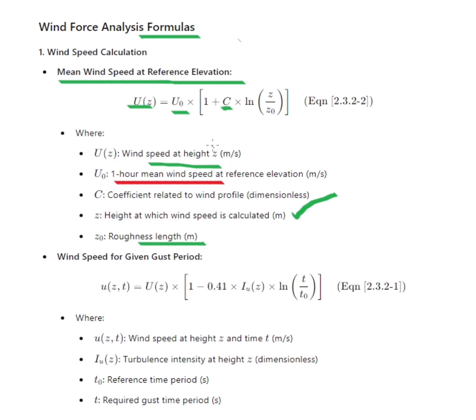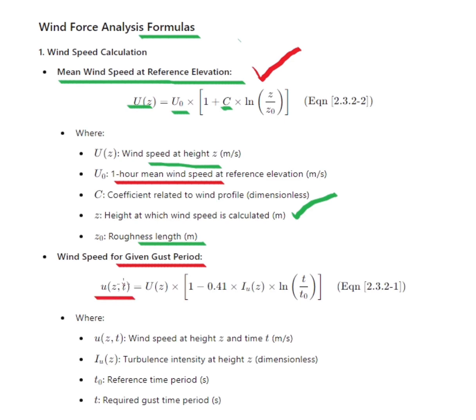Uz is wind speed at height z. U naught means at the reference elevation. And wind speed for a given gust period. The mean wind speed we can calculate at the reference elevation. So whatever the height, it is based on the logarithmic variation z by z naught. And wind speed for a given gust period also we can see: U of z, t.